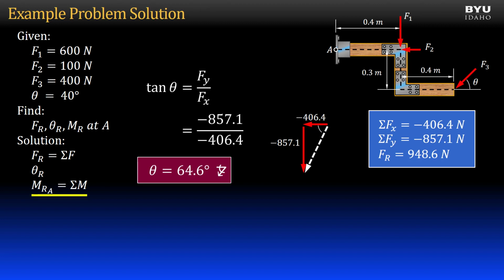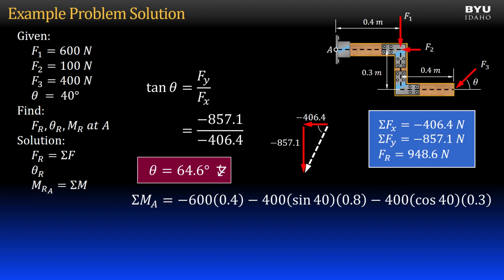Last, we will get the resultant moment at point A by summing the moments with respect to point A. That means that the moment arm dimensions will be found originating from point A. We will divide the forces into vertical and horizontal components. We will use the right-hand rule to determine direction.